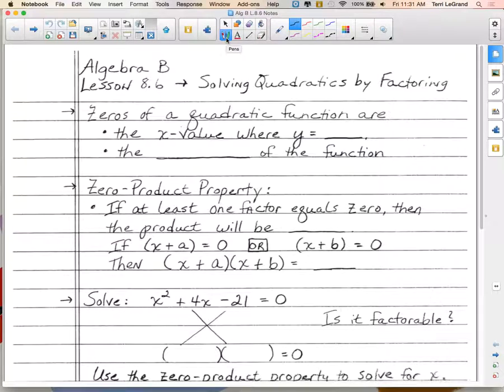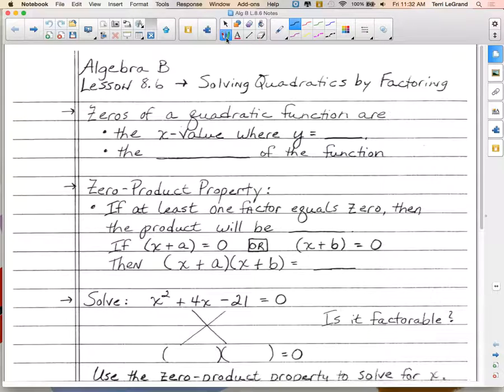So our learning goal today says I can solve a quadratic equation by factoring. Back in chapter 7 when we were learning how to factor, I said this will come in useful when we move into chapter 8 and we have to start solving quadratic functions. So here we are. Now we're going to use what we learned before.